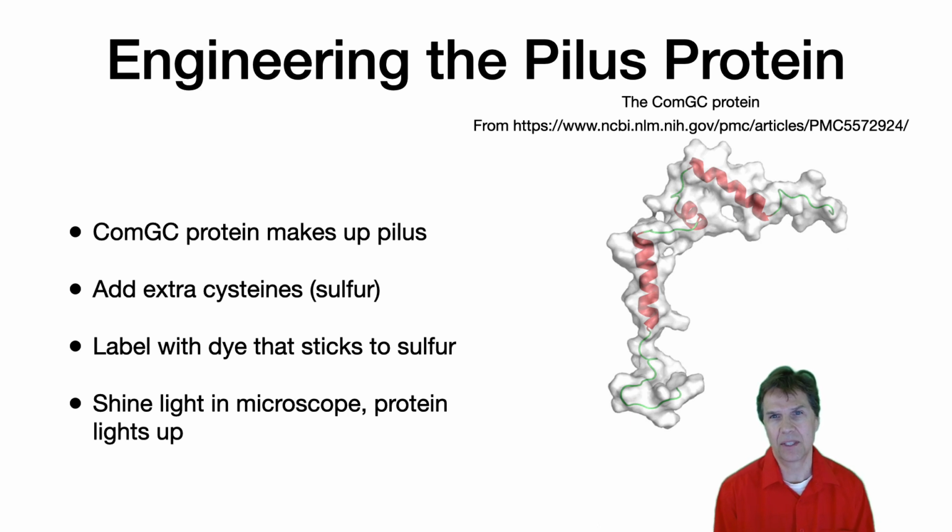You can think of it as them sticking extra hooks on the protein and then hanging reflectors on those hooks. When they shined a UV light on the proteins in the microscope, the pilus lit up and the scientists could see it wherever it was in the cell. They were able to follow the pilus in action, seeing it capture DNA and bring it into the cell. You will see this movie play during the interview.